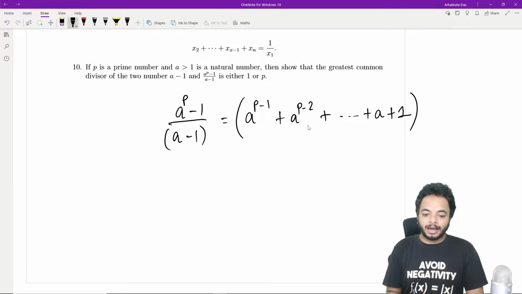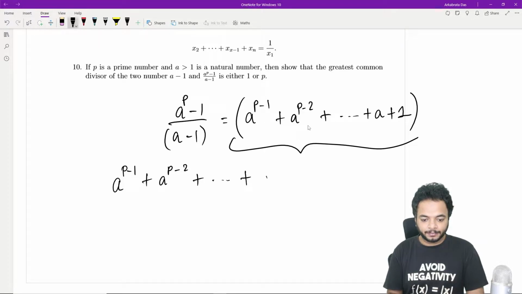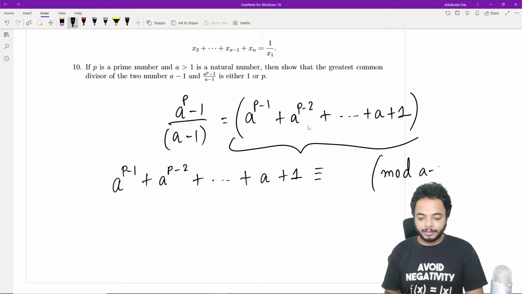Now how do I divide this number by a minus 1? That is one concern. If you know congruence, you can apply that. So a to the power p minus 1 plus a to the power p minus 2 plus dot dot dot plus a plus 1, I can write as congruent to something modulo a minus 1.